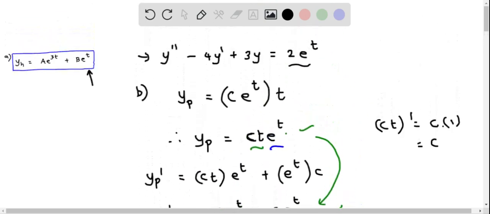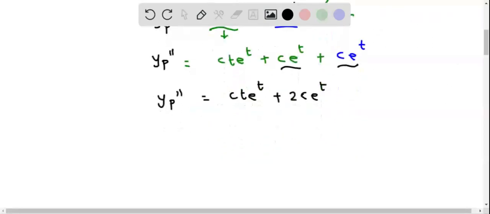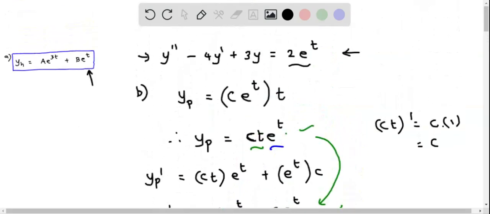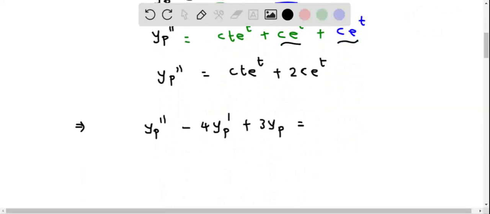Now we are going to use the given differential equation, replacing y by yp. So therefore the given differential equation will become yp double prime minus 4yp prime plus 3 times yp, and this equals 2e^t.